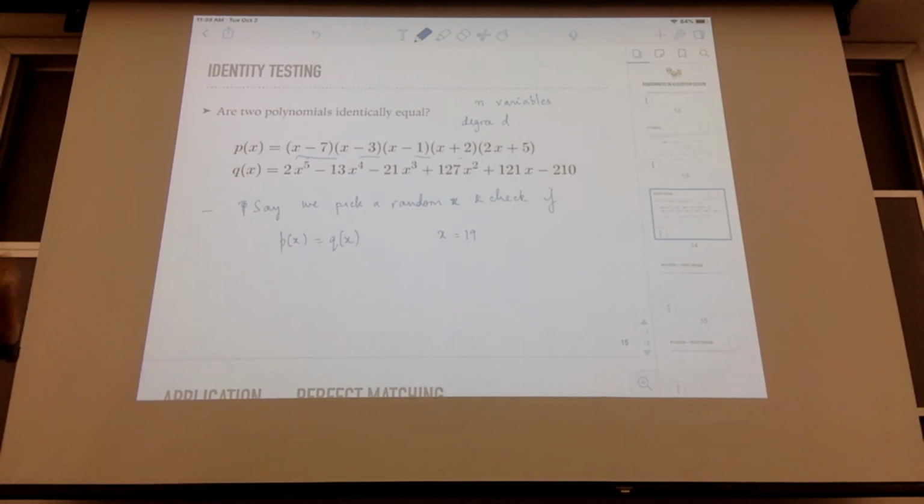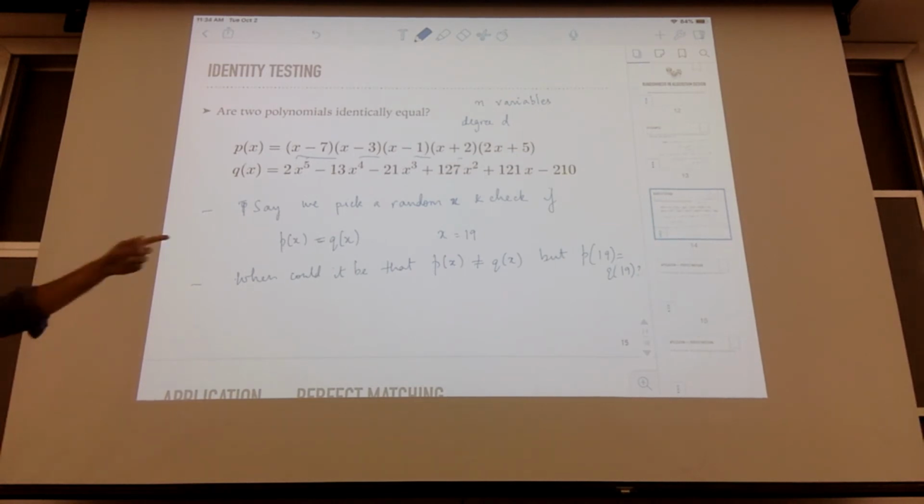Now it turns out that there is a very interesting dilemma. What you should ask is, what is the probability that these two were not equal, but still p of x was equal to q of x? Does that make sense? That is the failure probability of this test. And when would that happen? When could it be that p of x is not equal to q of x as polynomials, but p of 19 equals q of 19? Yeah, when those curves intersect on the graph at that point.